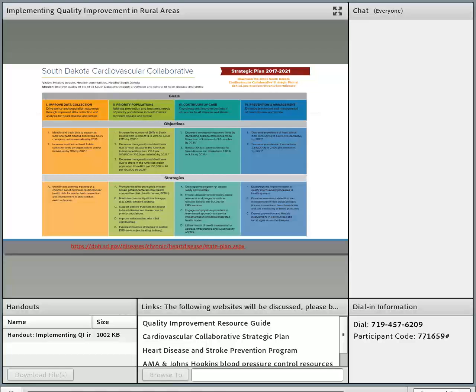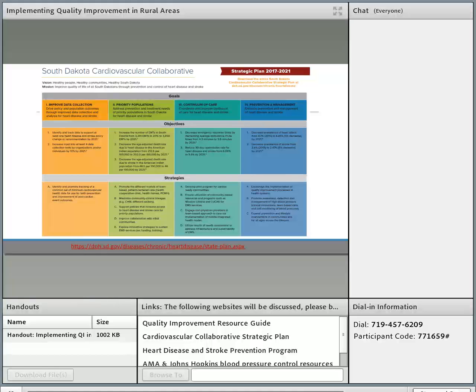In January of 2016, about 24 healthcare professionals began developing a strategic plan for cardiovascular health. It was finalized and implemented in 2017, and the current version of this plan is what you see here, and it can be found on the South Dakota Department of Health website listed in the web links box.